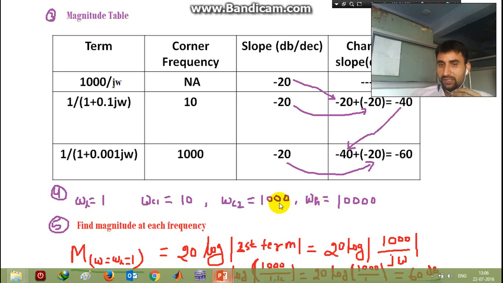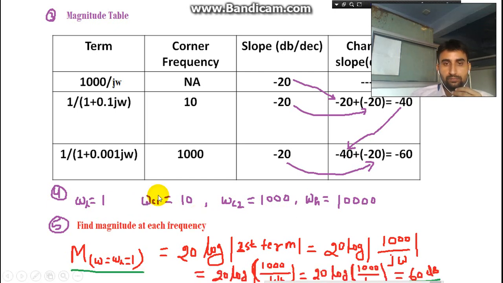And the highest frequency should have a value more than 1000. You can take 2000, 4000, 8000, whatever you may, but it should be more than omega c2. So I have taken omega h as 10,000, so it will be a little bit easier to draw the graph. Now the fifth step is to find the magnitude at each frequency. We had two corner frequencies, omega c1 and omega c2, and now including omega l and omega h, we have a total of four frequencies. So first, finding the magnitude at omega l is equal to 1.